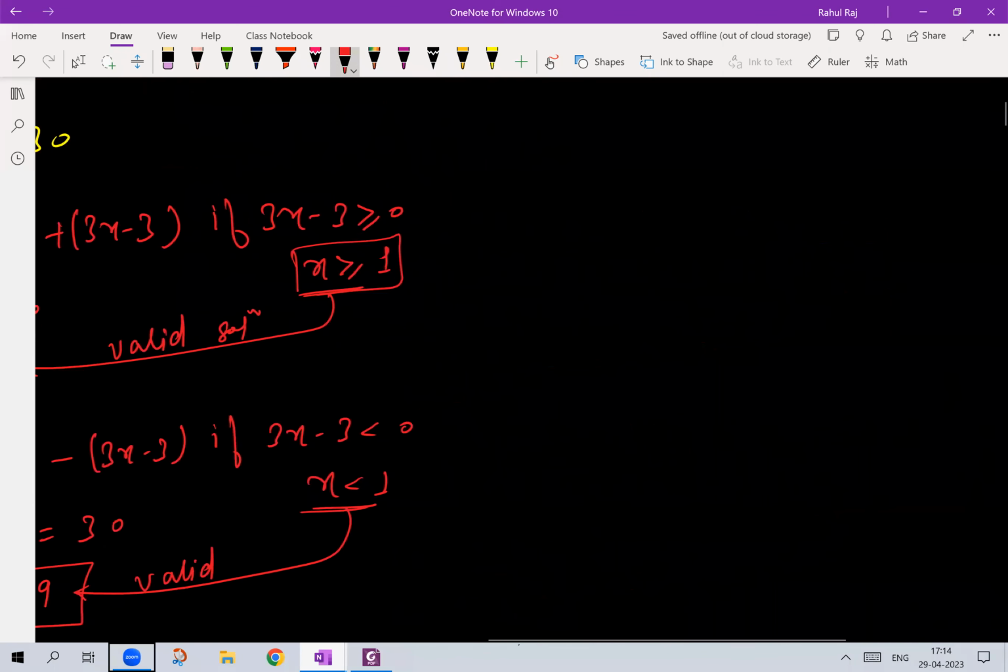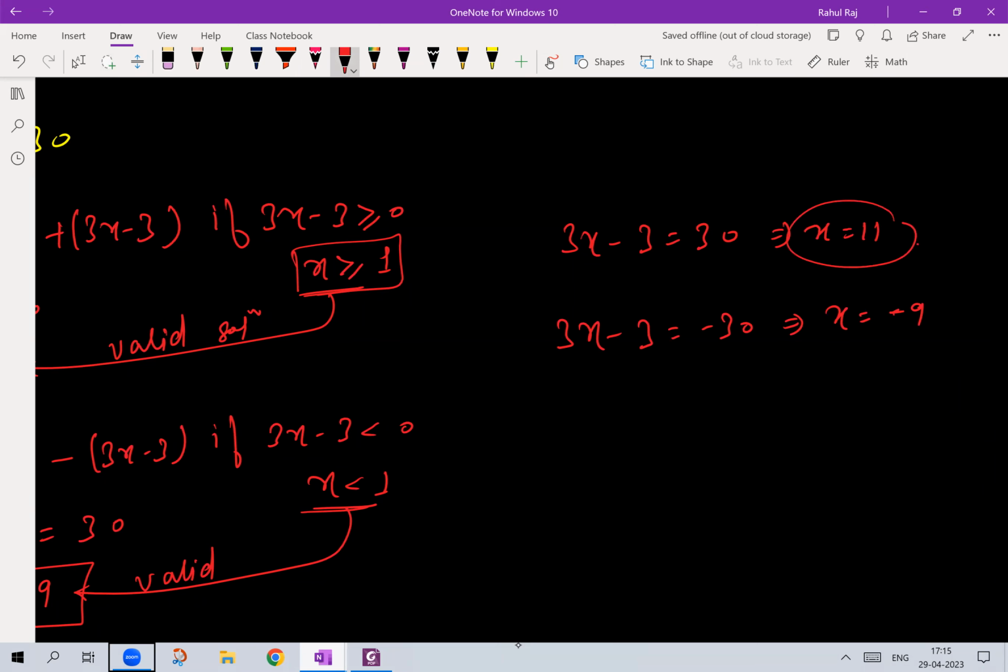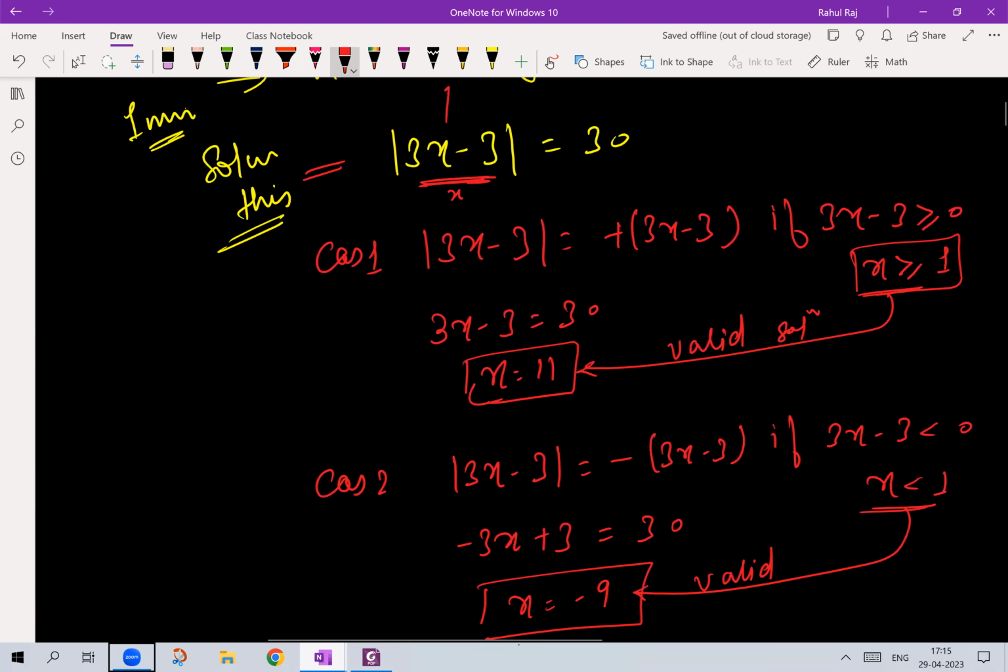You can straight away do 3x minus 3 is equal to 30, you will have x is equal to 11. You can straight away do 3x minus 3 is equal to -30, you will have x is equal to -9. All you need to ensure is that whatever values you have got, you should check the validity of the solution.